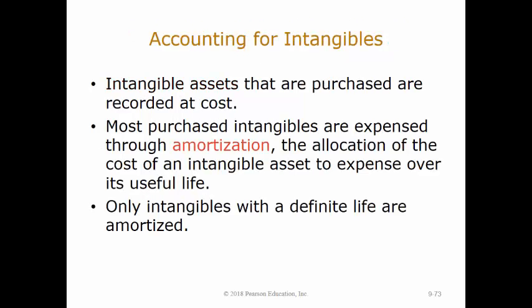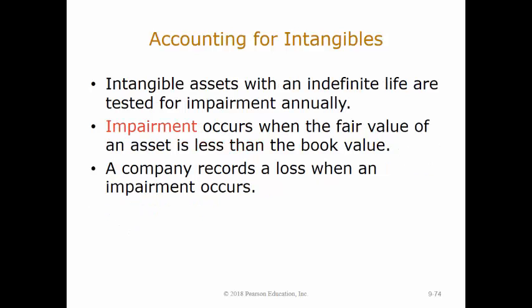Intangible assets that are purchased are recorded at cost. If an intangible is not purchased, only some limited cost can be capitalized. Most purchased intangibles are expensed through amortization. Amortization is the process by which businesses spread the allocation of an intangible asset's cost over its useful life. Intangibles either have a definite life or an indefinite life. Intangibles with a definite life have factors such as legal and contractual obligations that limit the usage of the intangible asset. Only intangibles that have a definite life are amortized.